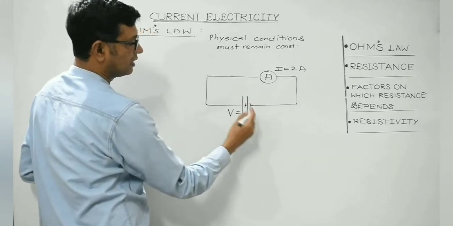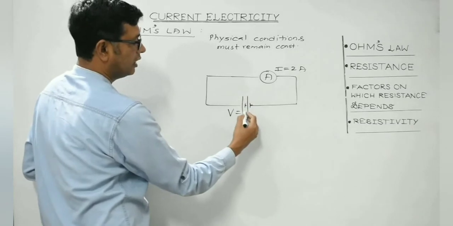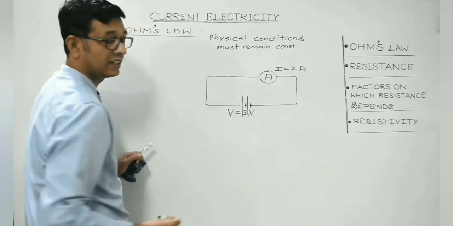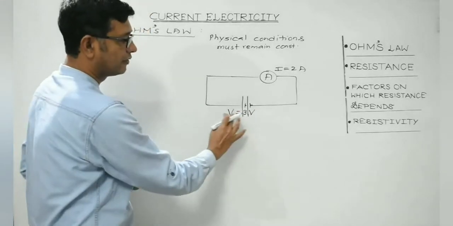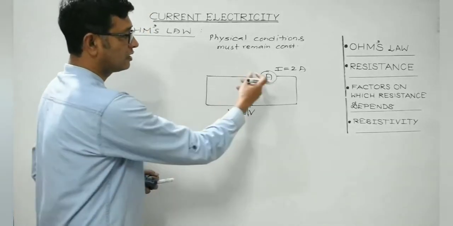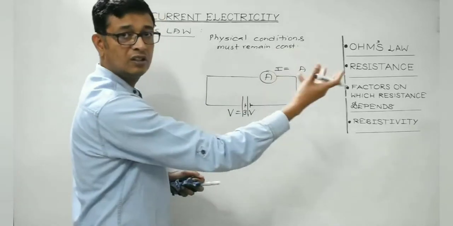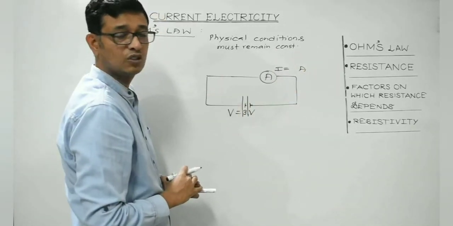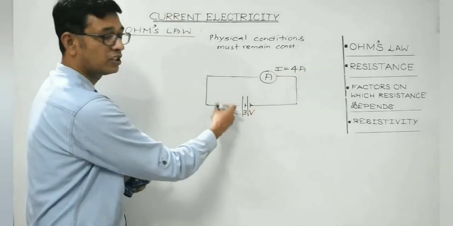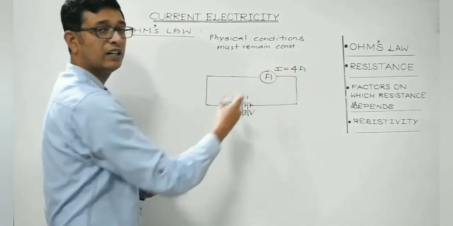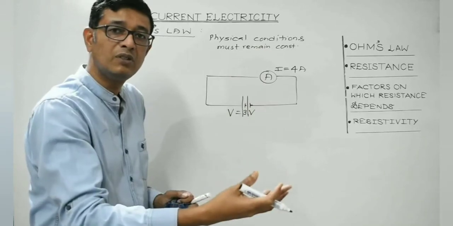Now what happens is, when two cells are connected in a particular sequential order in series so that now the potential difference becomes 3 volt, obviously the ammeter will also show some more reading. So in this case the reading of the ammeter would be 4 ampere. If the potential difference is made twice, the current through the circuit will also become 2 times.